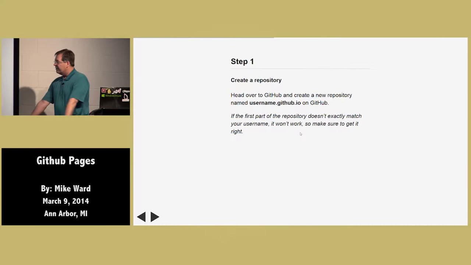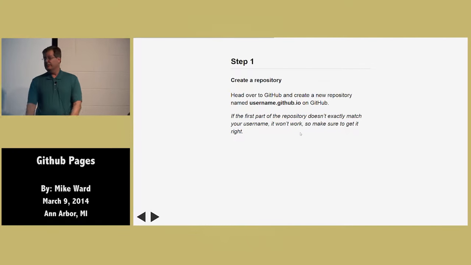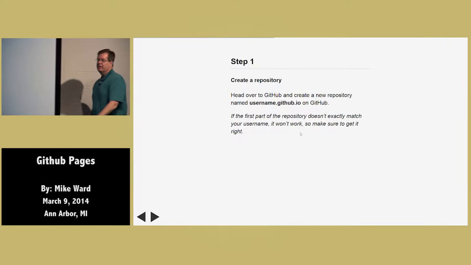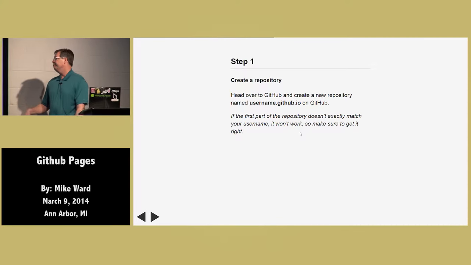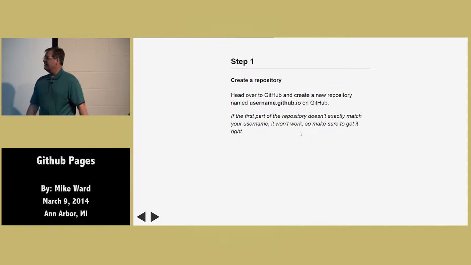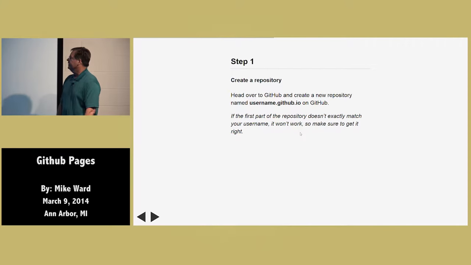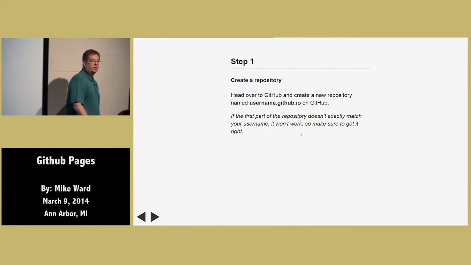Getting started. All you have to do to get started is create a repository. It does have to have the right name. If you have a GitHub account, you have a username, you've got to name your repository username.github.io. That's really about the only rule there.